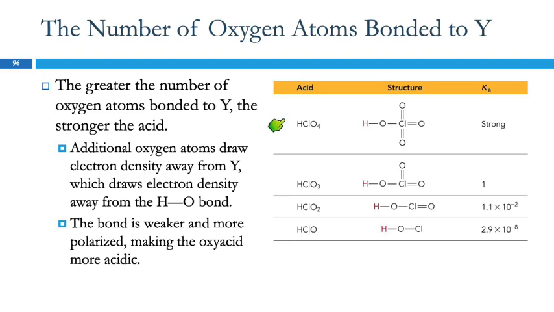So here we're comparing the 4 oxyacids that chlorine forms. Perchloric acid is a strong acid. We should know that because it's on the list of 6. There's only 6 of them. You have to memorize the 6 strong acids. Perchloric acid is one of them. HClO3 has a Ka of 1, which means that as far as weak acids go, it's pretty strong, because a Ka of 1 means that half of the acid molecules are going to lose their hydrogen.